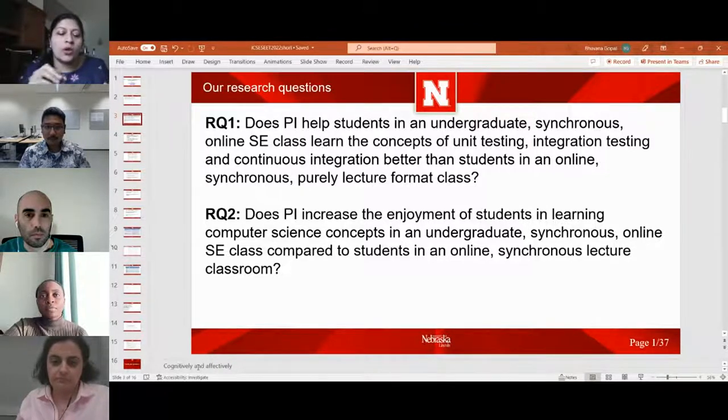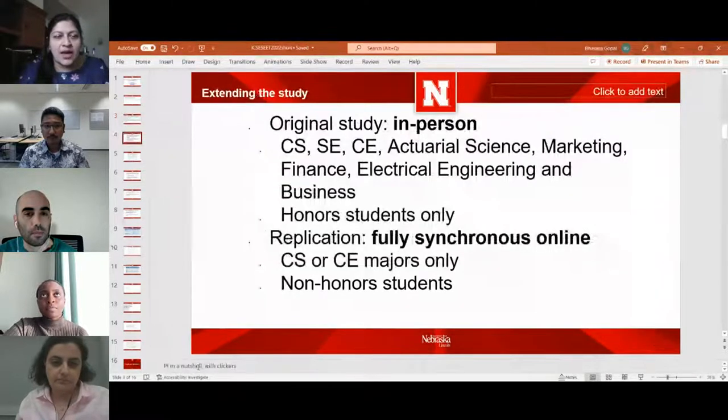The second one was whether their enjoyment of learning these topics actually improved in a peer instruction class online versus a purely lecture format class online. The original study was in person, like I said earlier. It had a bunch of different majors, and it was mostly honors students, specifically computing majors and management and business majors.